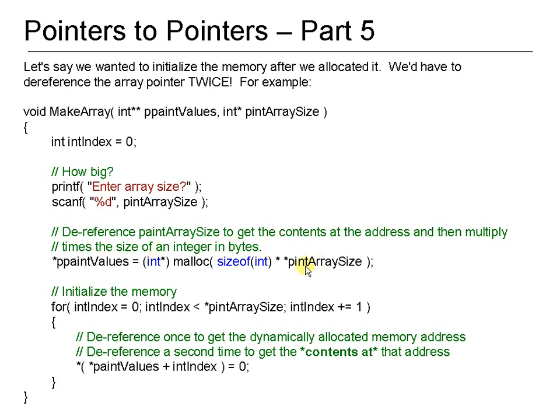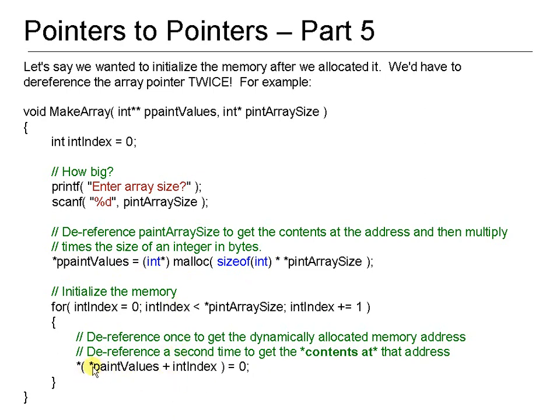Oh, wow. Okay, so inside here, after we get the size from the user, we then have to dereference it to use the value stored there, and then multiply that times the size of an integer. And then we cast the pointer returned by malloc to an int pointer, and we save that in the address stored in our pointer to a pointer. Then we're going to do our initialize code, and we're going to use pointer arithmetic.